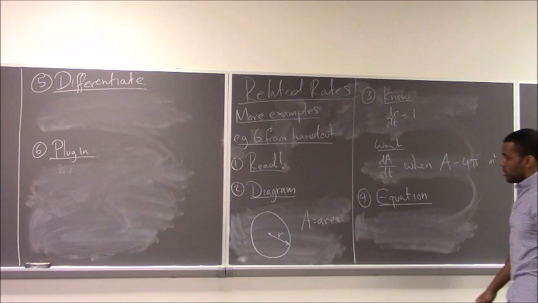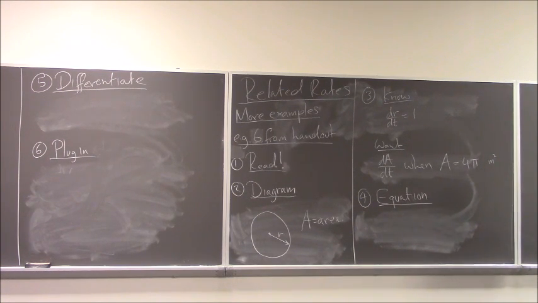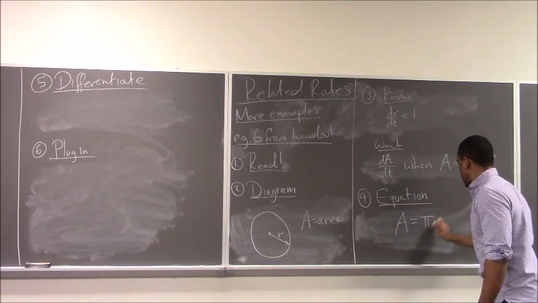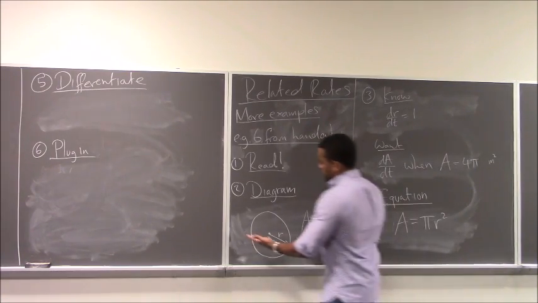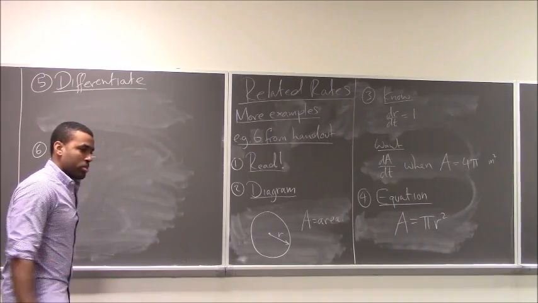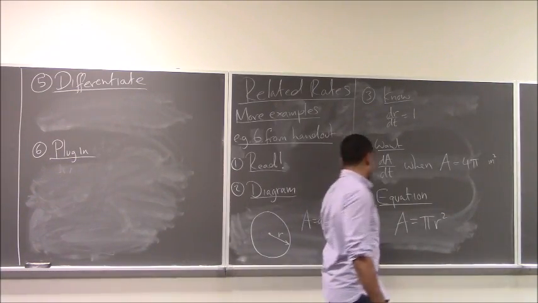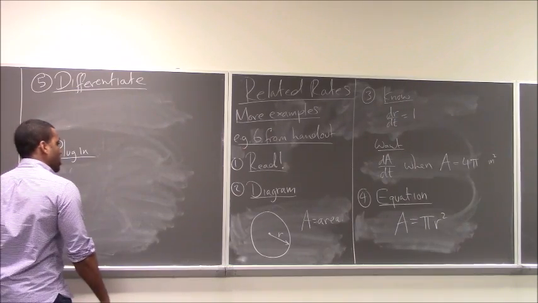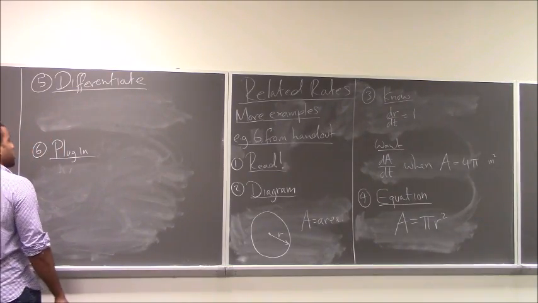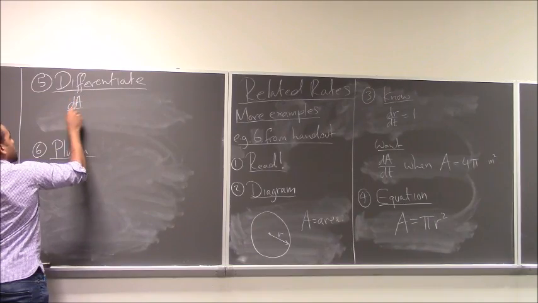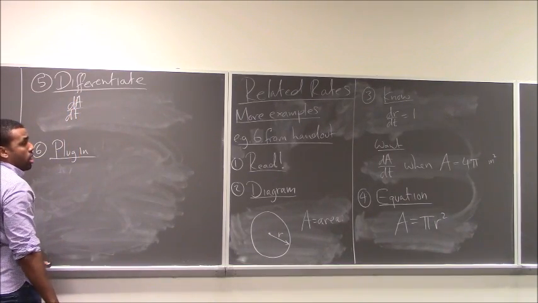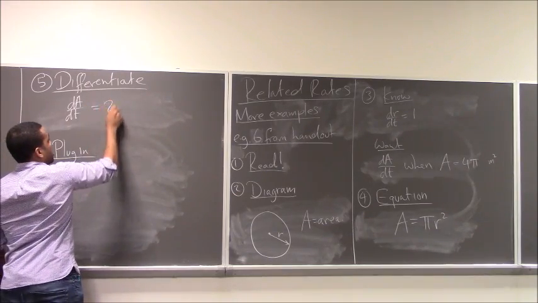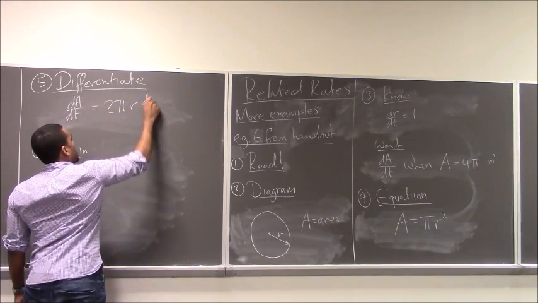So the equation here, A equals pi r squared. This picture should bring up fond memories from high school geometry class. So when we differentiate that, derivative of A is dA/dt, and the derivative of pi r squared becomes 2 pi r dr/dt.